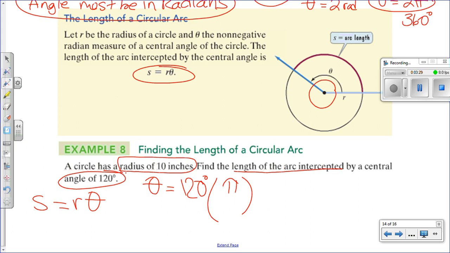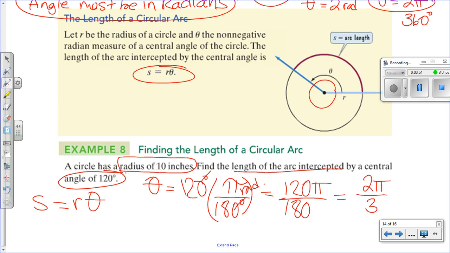Okay, so first we need to convert the angle, which is 120 degrees, to radians. So we want the unit conversion factor that has pi on top. If we do that, degrees cancel, and here we have radians for units. So we will have 120 pi divided by 180, right? And then after dividing, I believe we divided by 60. So we got 2 pi over 3. Is that correct? Okay.